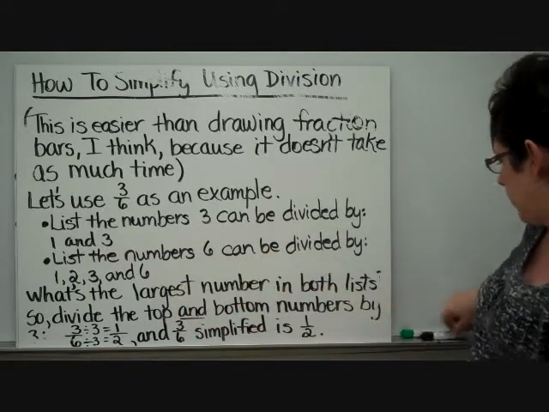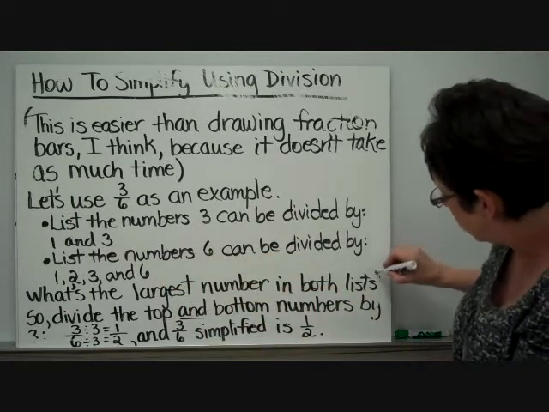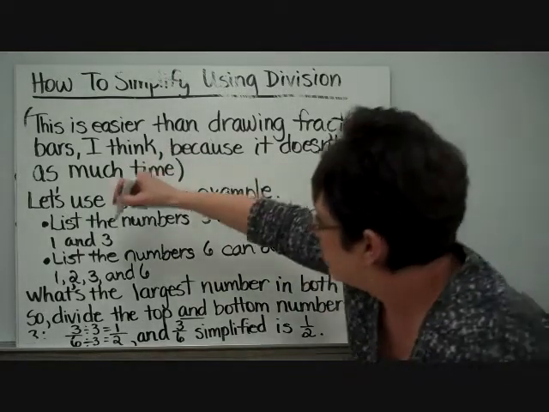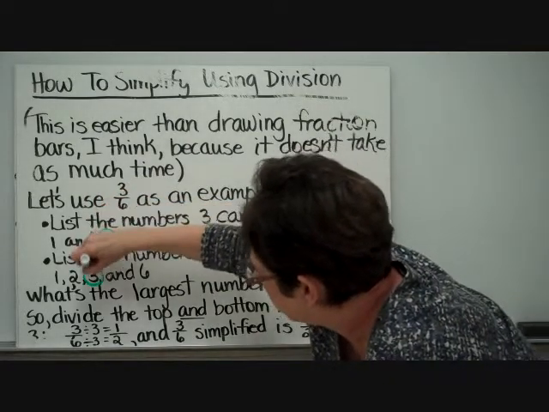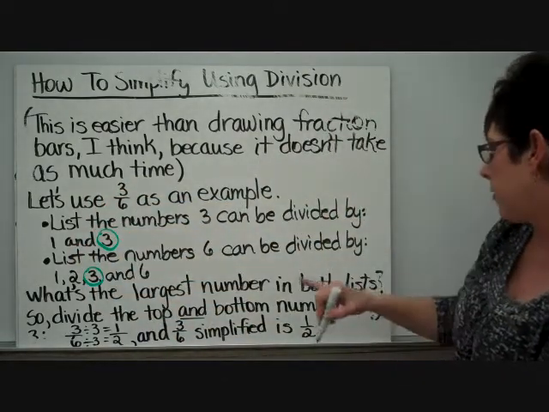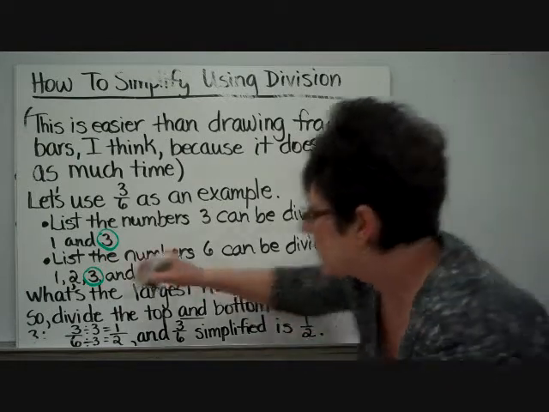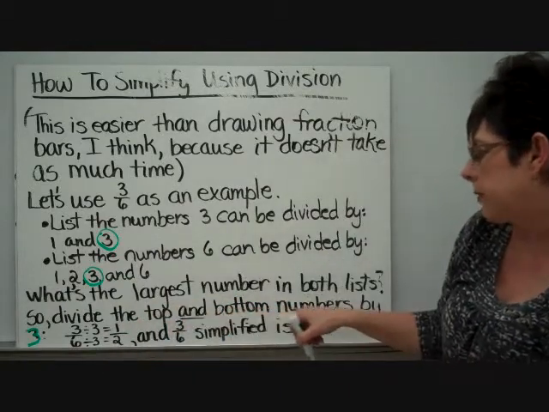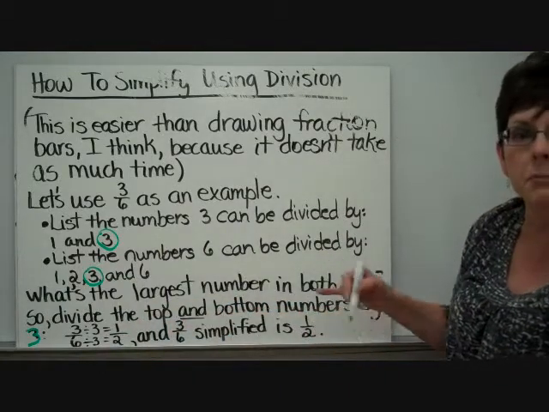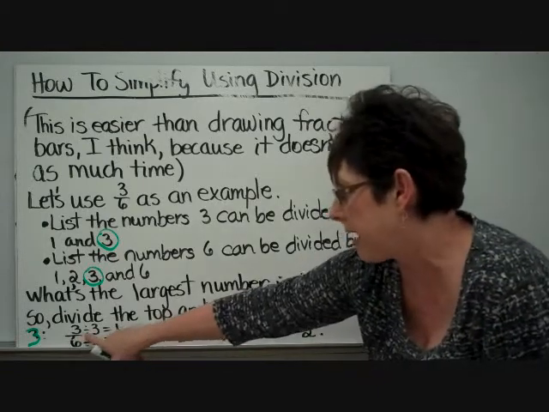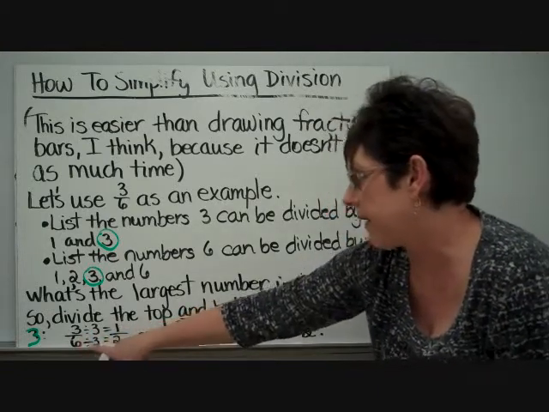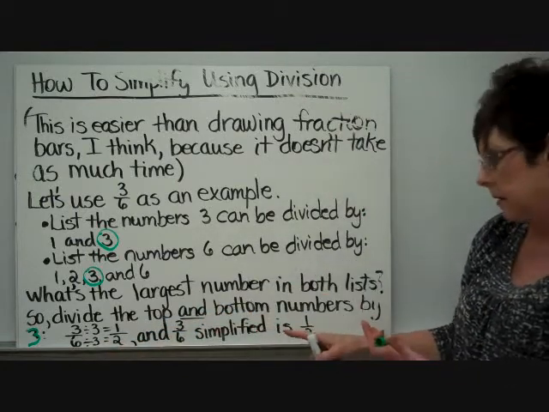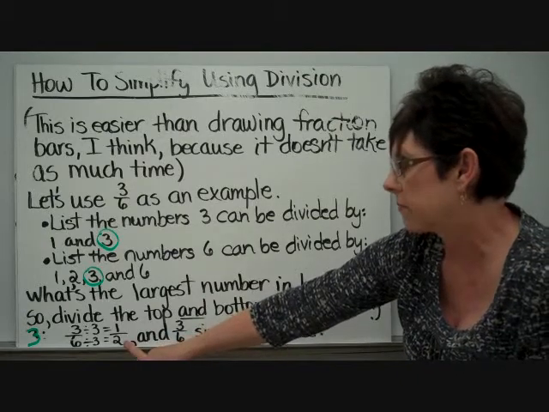What's the largest number in both lists? Well, if I look at both lists, I see that this number and this number are in both lists. So the largest number is 3. All right. And so what I'm going to do is divide the top and the bottom numbers by the same number, 3. So 3 divided by 3 is 1. 6 divided by 3 is 2. So 3/6 simplified is 1/2.